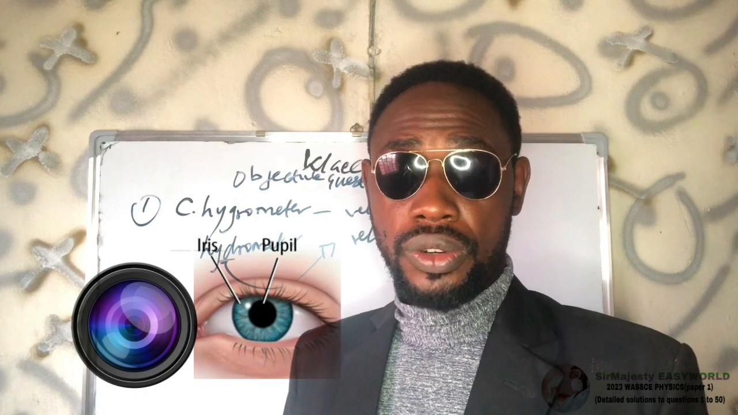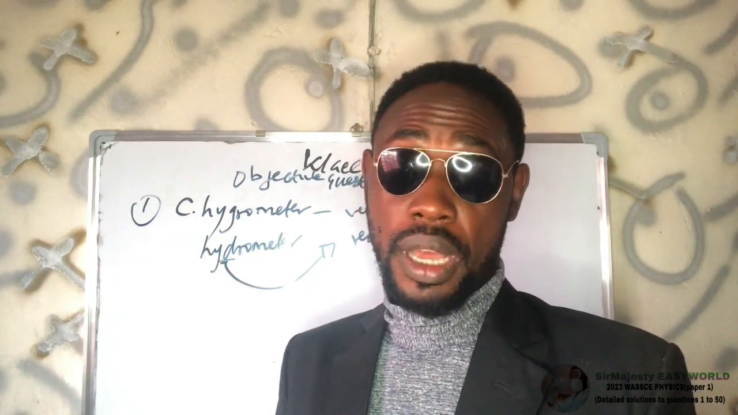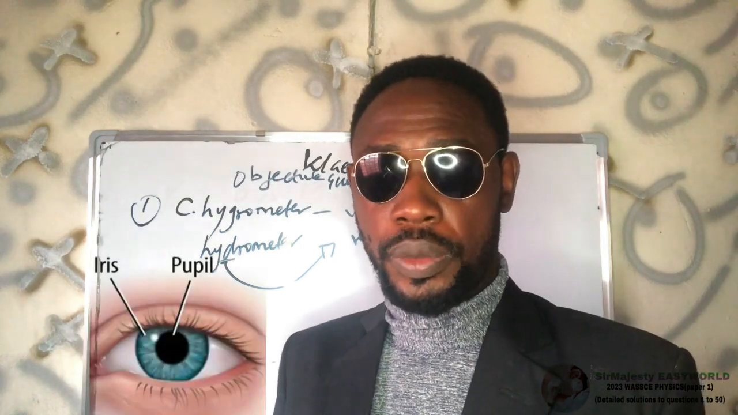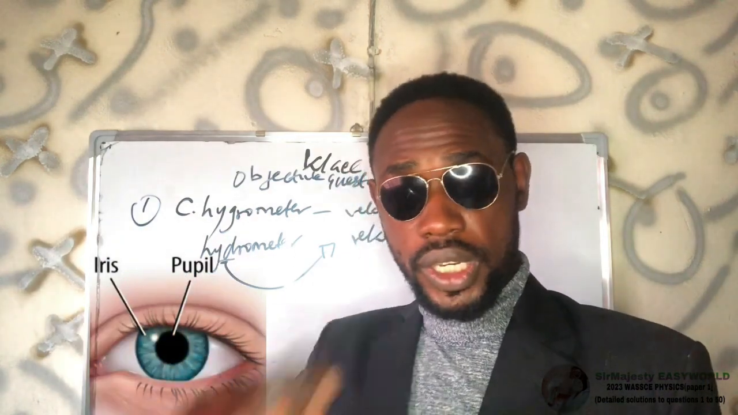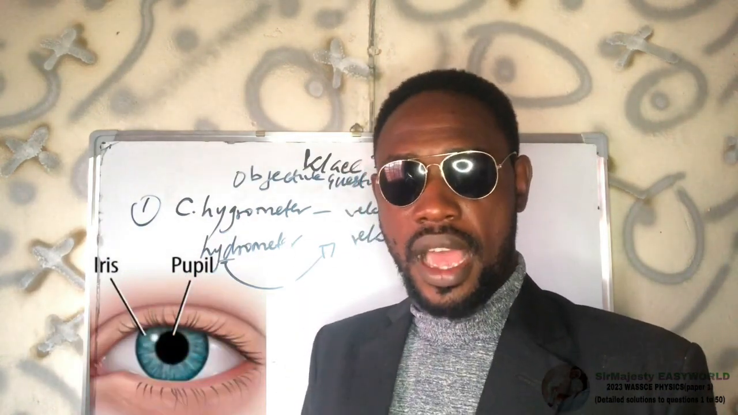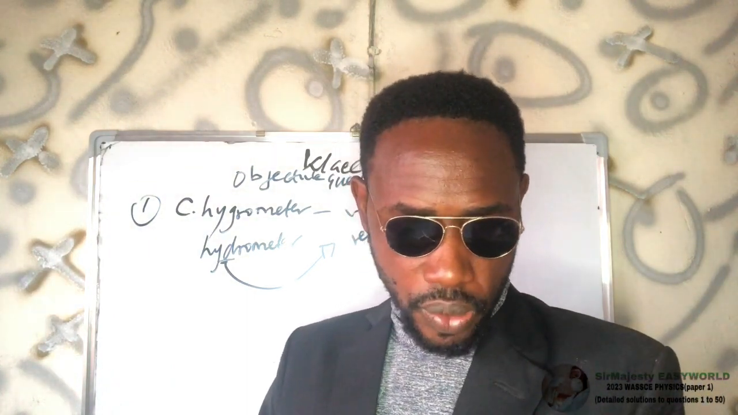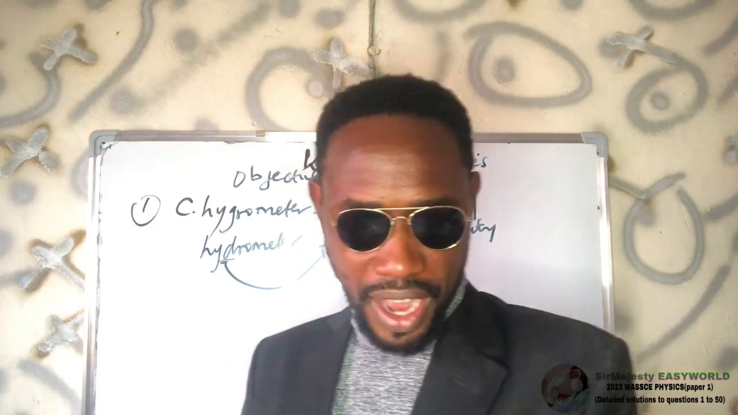The diaphragm controls the amount of light that enters into the camera, while the iris controls the amount of light that enters into the eye by controlling the size of the pupil. Remember, the pupil is just the hole surrounded by the iris. In other words, we have the circular and the radial muscle. But let's go to the next question, which is question number 3. This has to do with calculation.